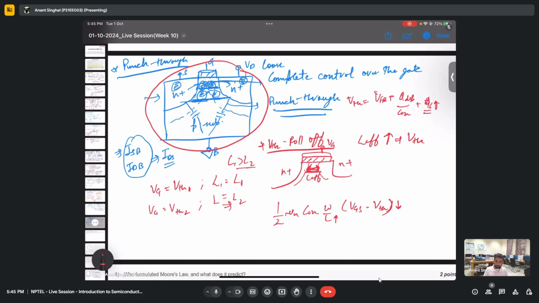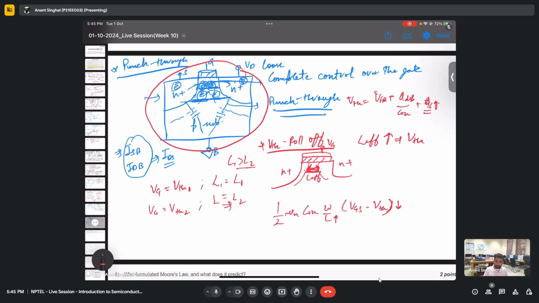Yes, sir. Understood. So Q depletion also plays a part here, right? Because we'll have to deplete a spatially lesser region. Yeah, that is also true. But the major impact is caused by this surface potential only. Yes, Q depletion will also have some impact. That is correct. So this is the decrease in the threshold voltage as the channel length decreases.